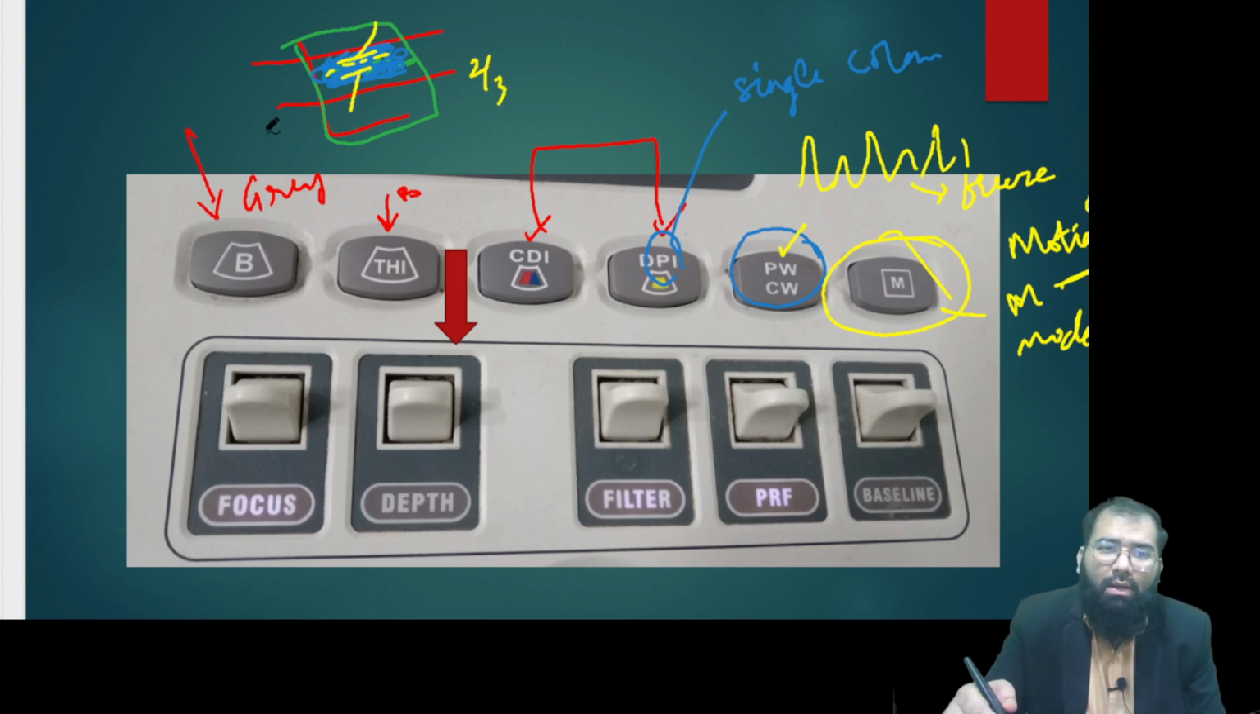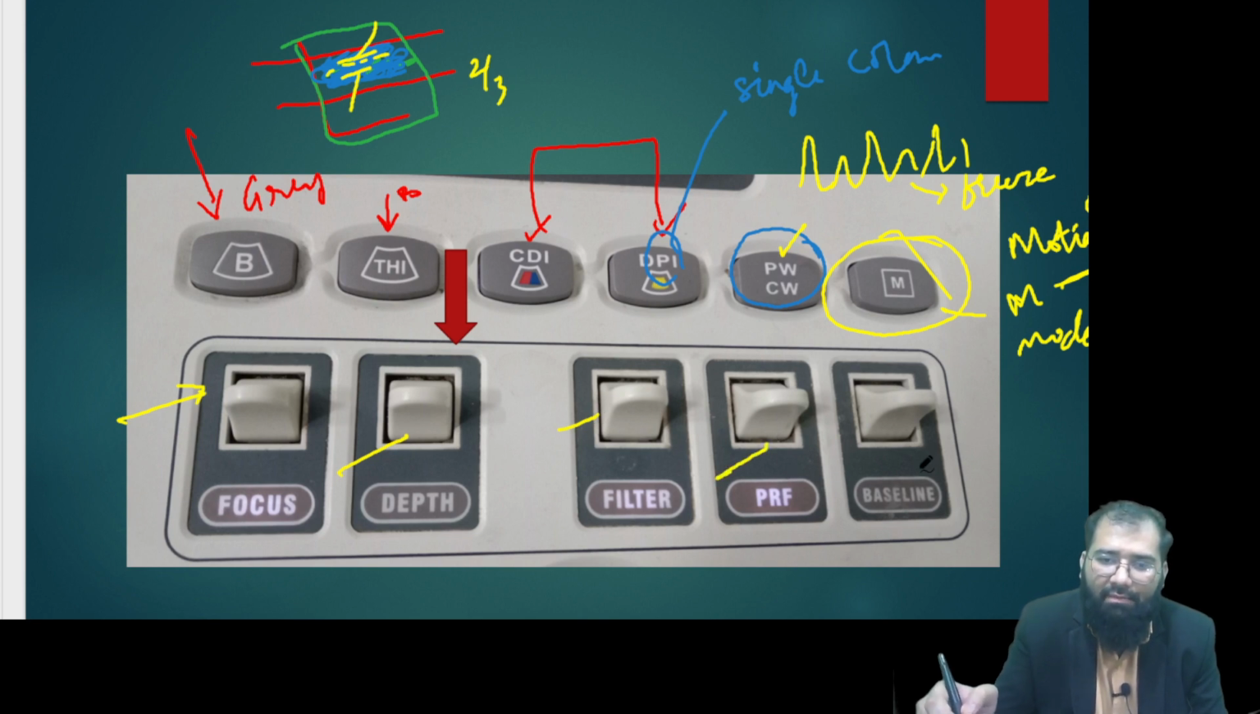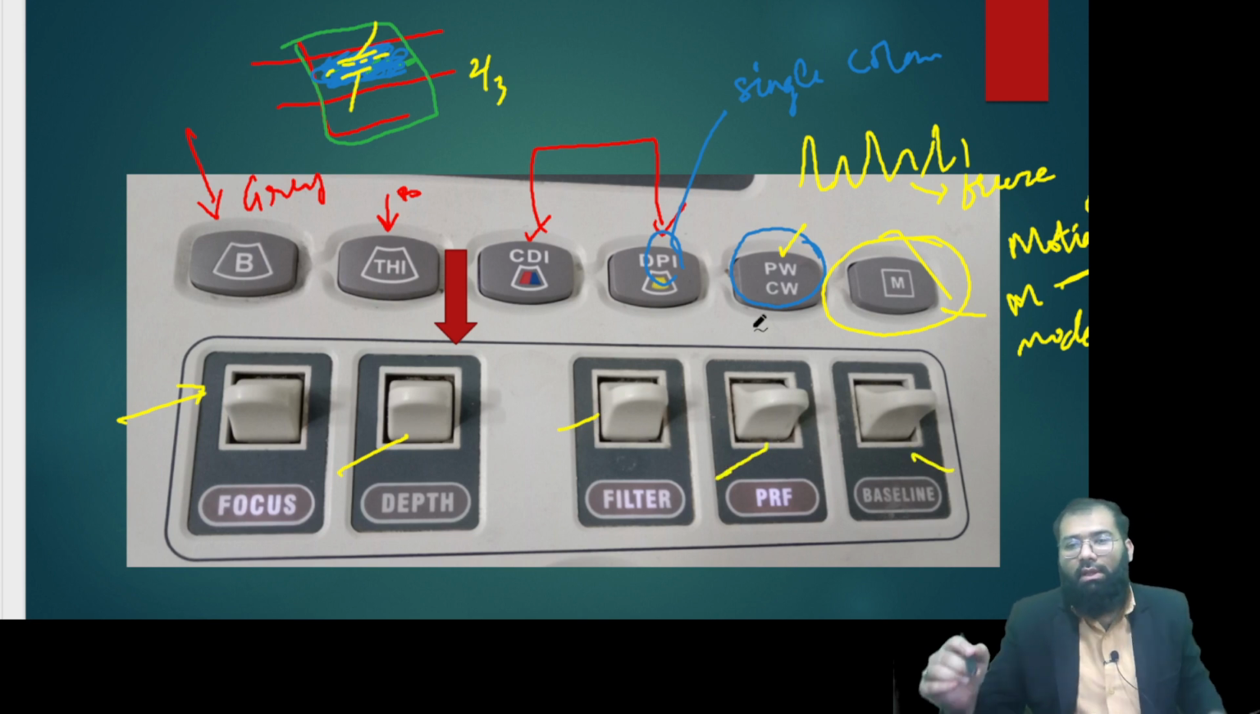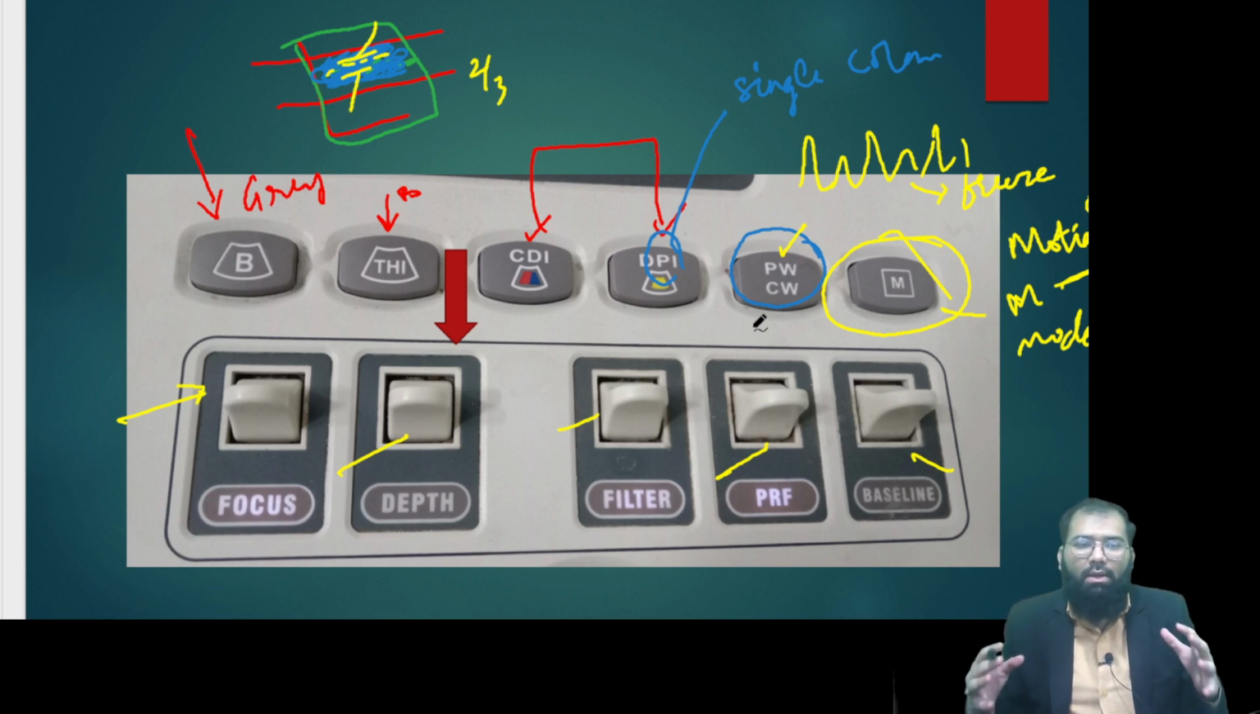Now we come to specific other knobs. You have the focus button, depth, filter, PRF, pulse repetition frequency, and baseline. In subsequent lectures, I'll also talk in brief about what these knobs are useful for.